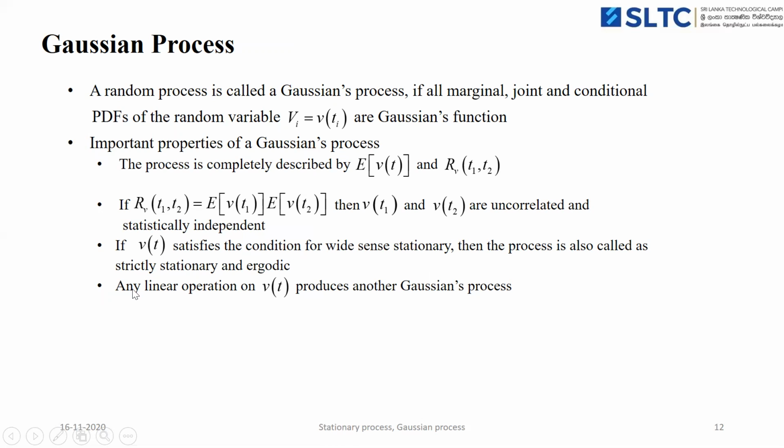Then the fourth property: any linear operation on v of t, that is a random process v of t, produces another Gaussian random process. The linear operation means adding two random processes, that is v1 of t plus v2 of t. Again, it becomes a Gaussian random process. So these are the properties of the Gaussian random process.